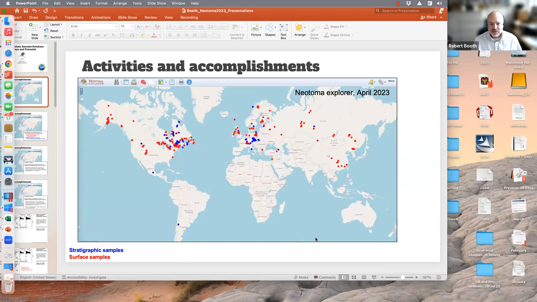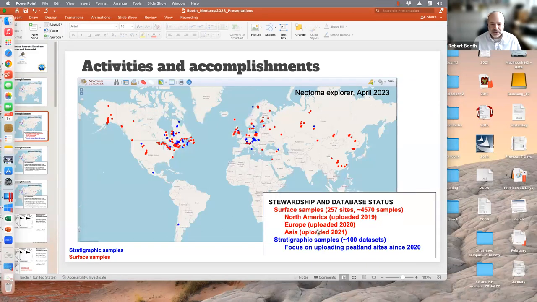So this is what the data looks like in Neotoma. Essentially, there are two sub-databases here. One is surface samples. These are modern testate amoeba communities and associated measurements of things like water table depth and pH, and then stratigraphic records.